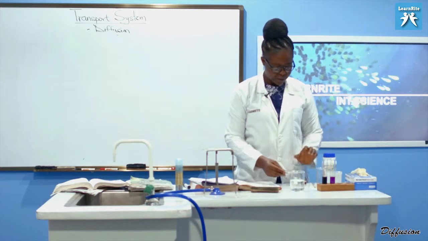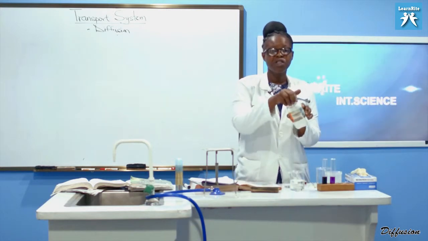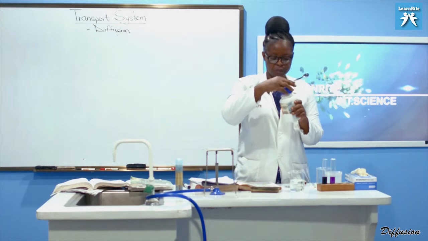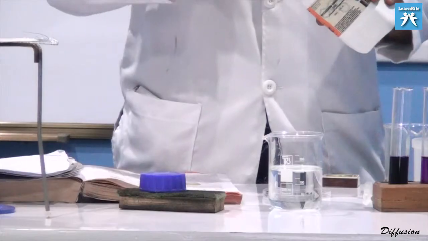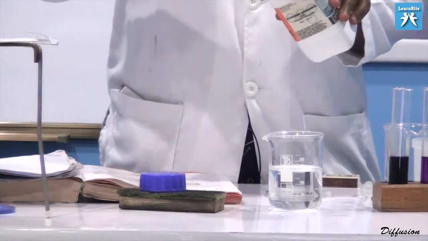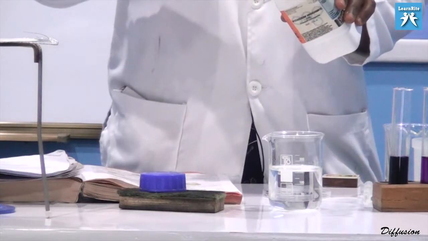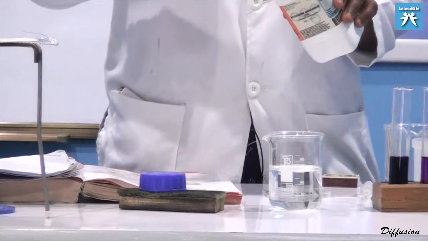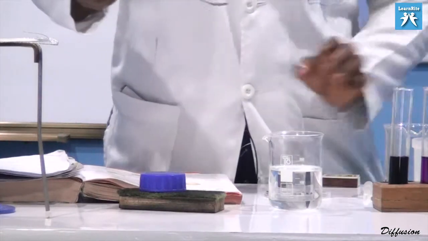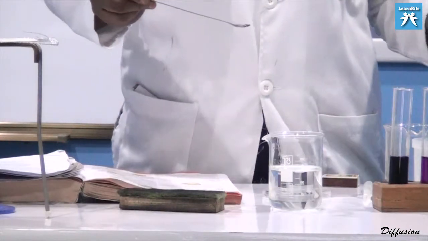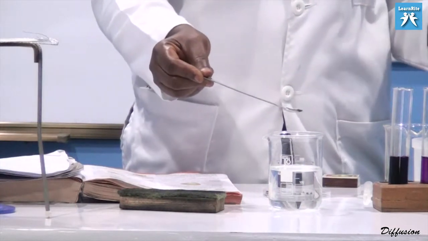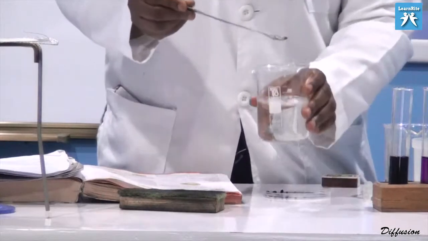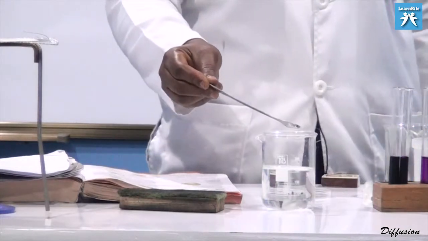Let's look at it. Potassium permanganate here. So I want to take a grain of it. Then pour it into the liquid, it's in powdery form. That is the water. So carefully observe what I'm doing.